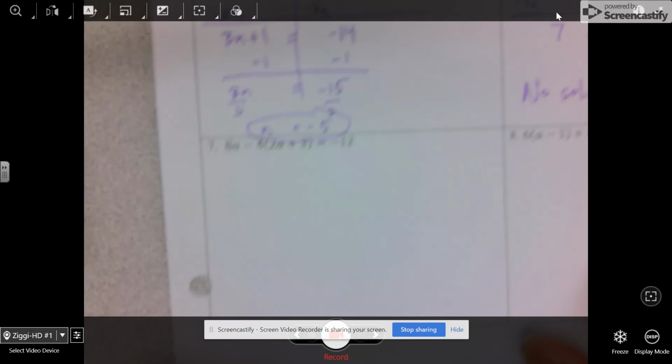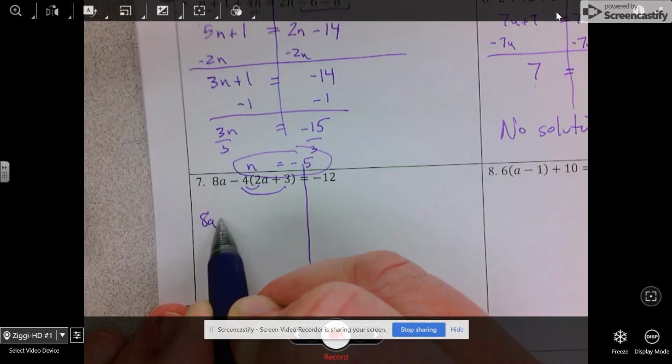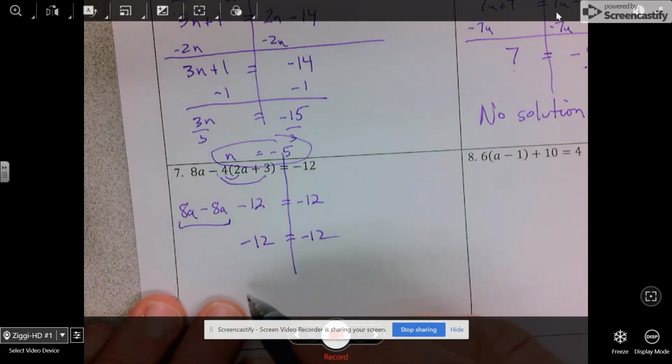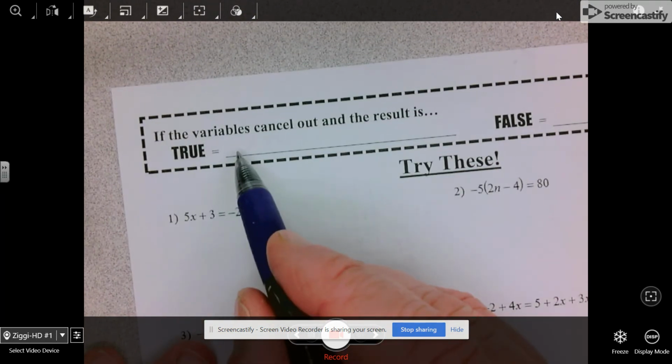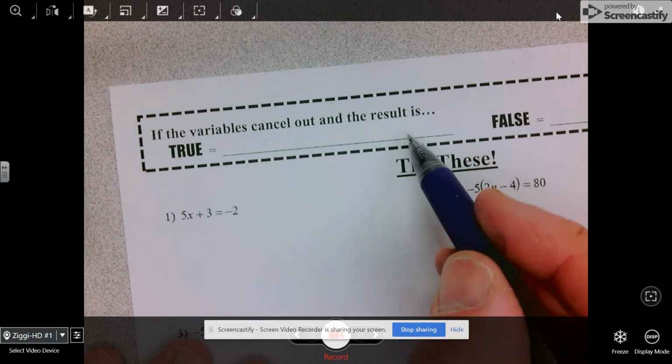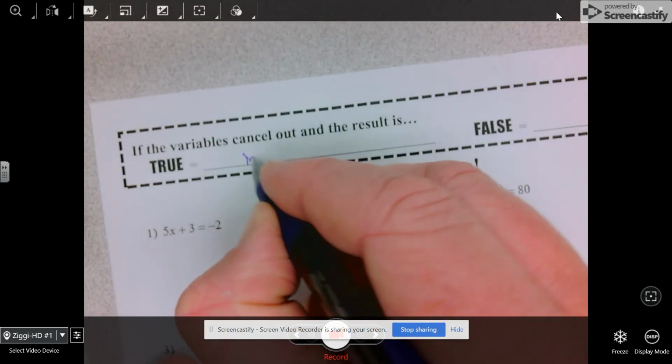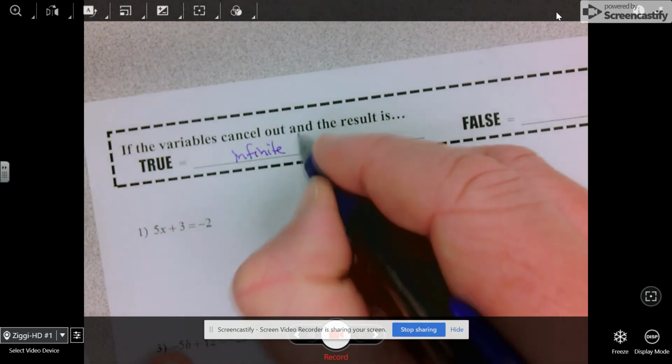And look what happens here. 8a minus 8a is 0. So I get negative 12 equals negative 12. That is true. So there's an infinite number of solutions there. And then you'll notice on the back of this paper, if the result is true, there's an infinite number of solutions, or all real numbers, we sometimes say. And if it's false, there is no solution, which sometimes people write like this, or the empty set. Okay, let's do this one together then and see if it works out.